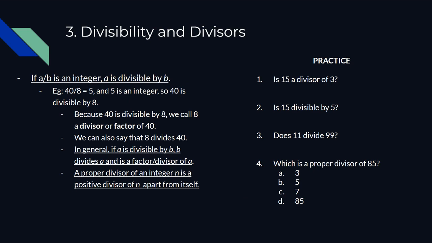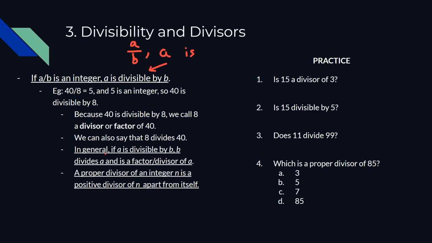Now let's look at divisibility and divisors. If a over b is an integer, then a is divisible by b. That's written over here: a is divisible by b. An example is 40 divided by 8, which is 5. So 5 is an integer and 40 is divisible by 8. Now we call 8 a divisor or factor of 40. We can also say that 8 divides 40, or 8 evenly divides 40.